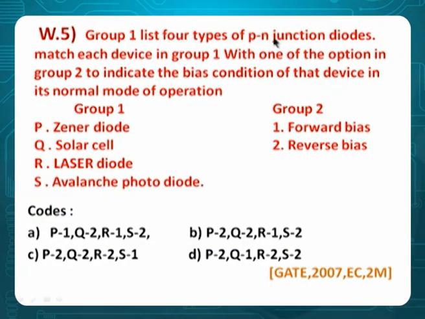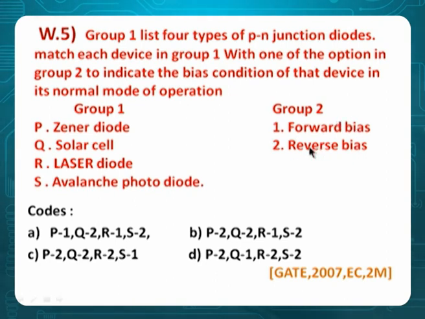Group 1 lists four types of PN junction diodes. Match each device in group 1 with one of the options in group 2. Group 2 indicates the bias condition of that device in normal mode of operation. The devices are Zener diode, solar cell, laser and avalanche, with forward and reverse bias as the options.